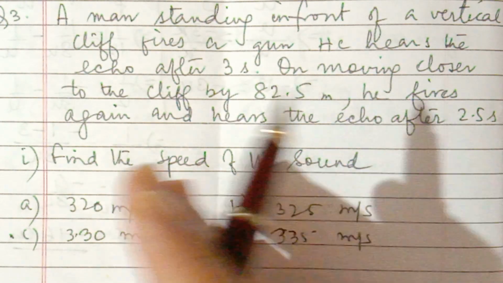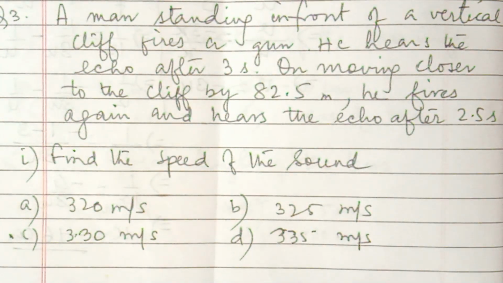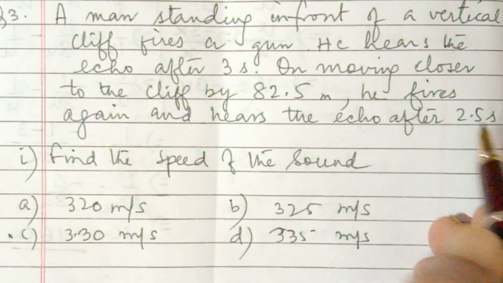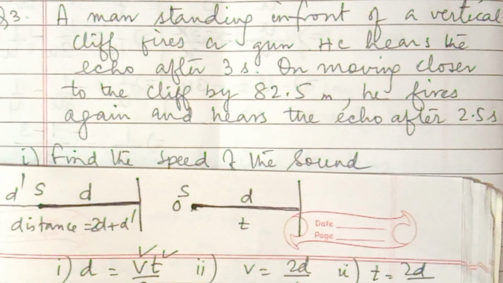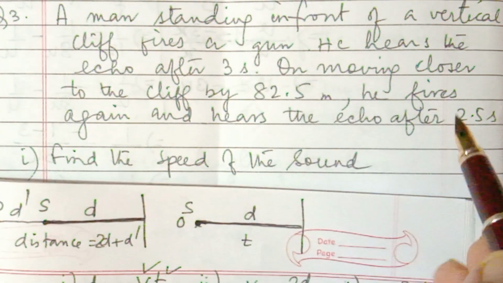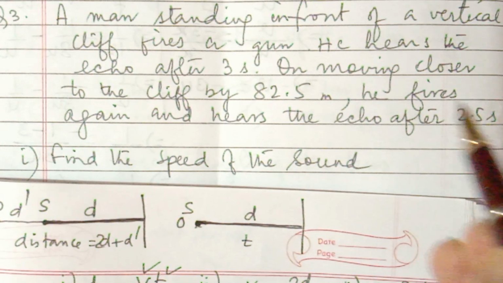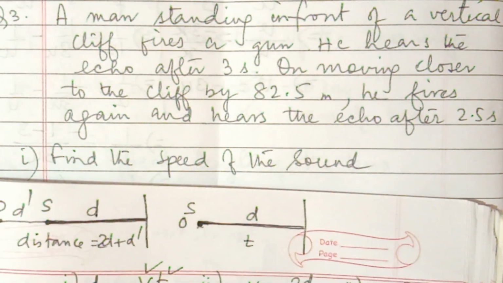Now as the distance is decreasing, so time will also decrease. So now he hears the echo after 2.5 seconds. Then what is the speed of the sound? So here, why is this time decreased from 3 seconds to 2.5 seconds? Because of the reduction in this distance, the decrease in the distance of 82.5 meter.